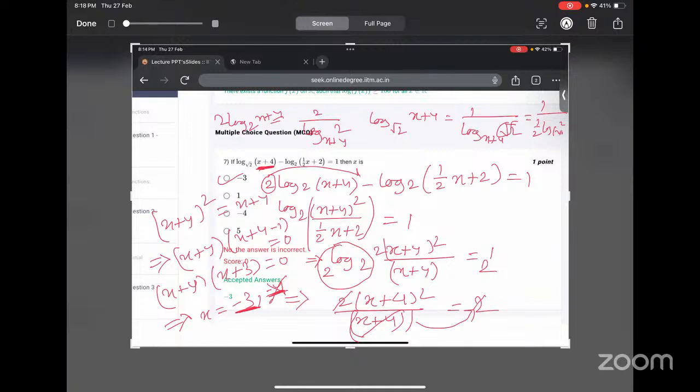Where did the 2 on the right hand side come from? Okay. So we are taking 2 power left hand side equals 2 power right hand side. So when we take 2 power left hand side, then 2 log 2 will be 1, right? And this 2 power 1 will be 2, right? That is what is written here. Is it fine now? Okay, ma'am. Any other doubt?